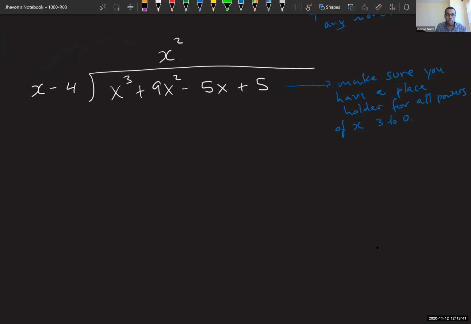And again, you make sure everything lines up. You take x squared times x, you get x cubed, so I line that up under the x cubed. You take x squared times minus 4, you get minus 4x squared. Make sure that lines up under the 9x squared. Then you subtract this line from the line above. So x cubed minus x cubed is gone. Then you have 9x squared minus a minus 4x squared, which gives you 13x squared.